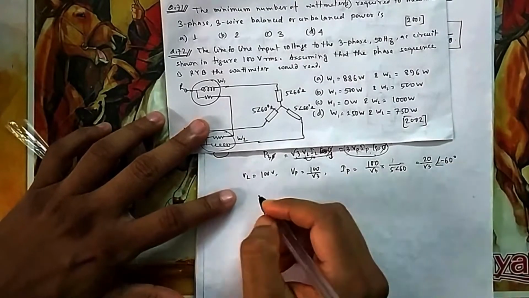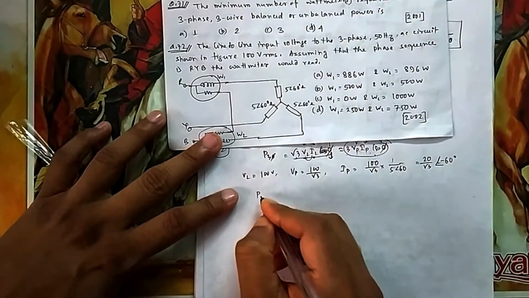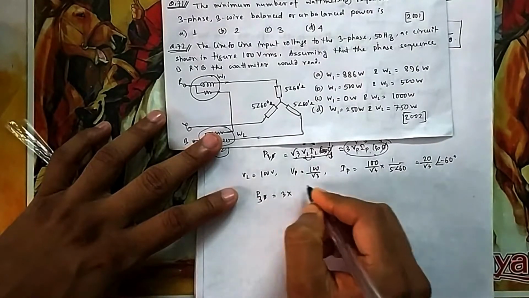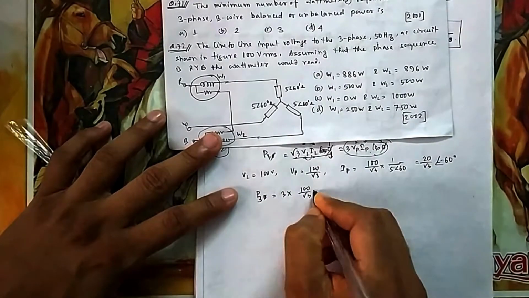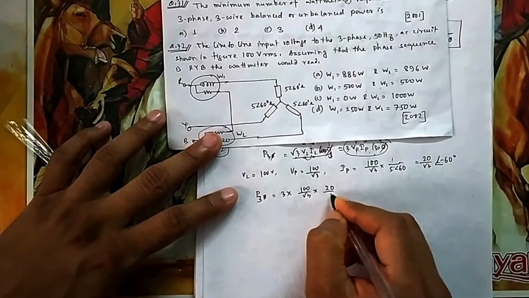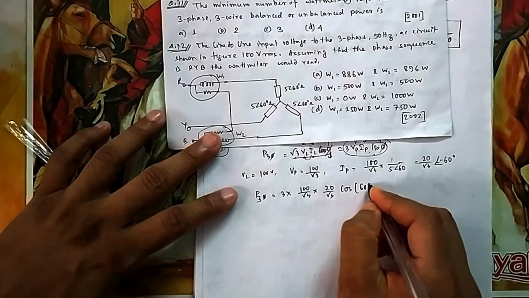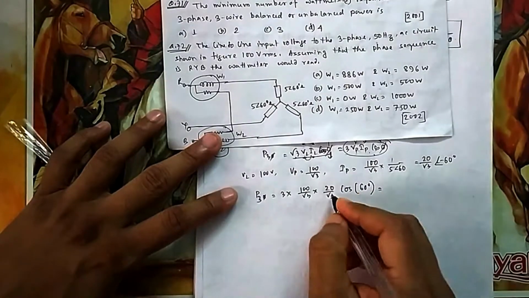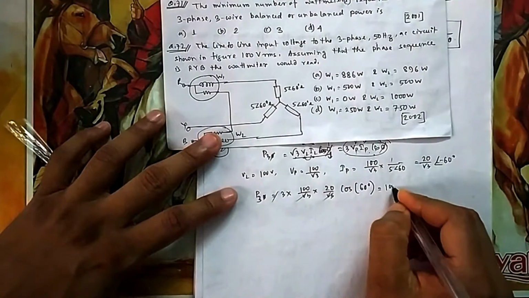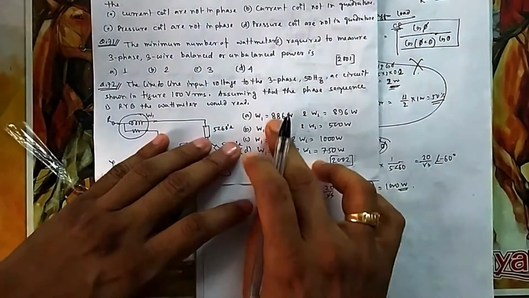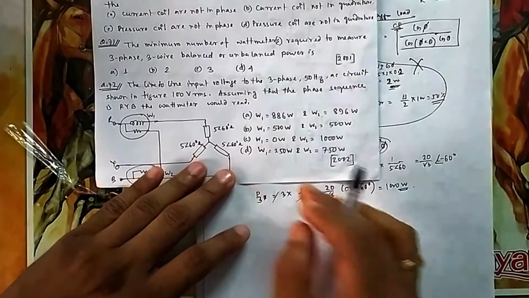So you know VP and IP, so you can find the single phase power, or you can directly write the 3 phase power: 3 into VP into IP into cos phi. What is the cos of the angle between these two? 60 degrees. So you apply this, it will be half, root 3 cancels, 3 cancels, so it will be 1000 watt. So the total should be 1000. So you see the options, and option A is gone; the rest are 3 options.